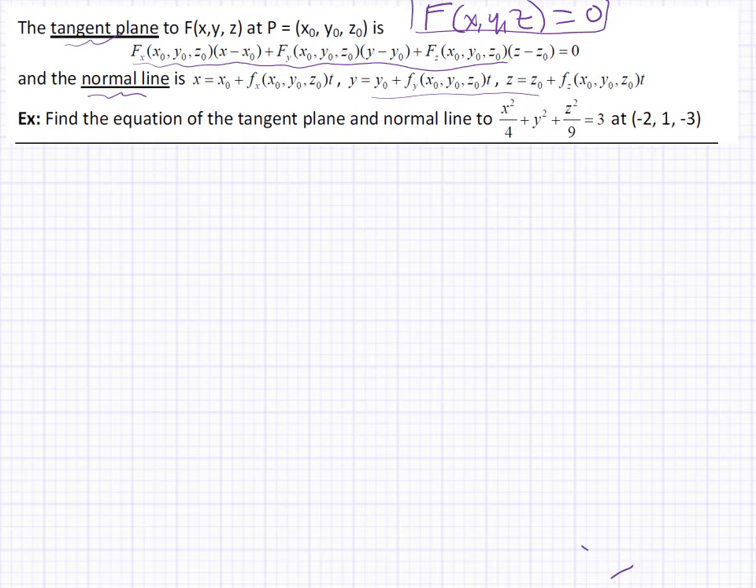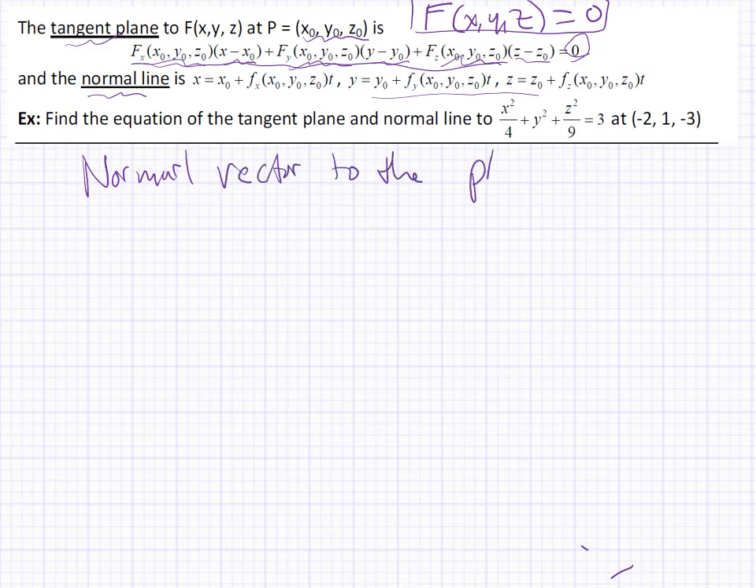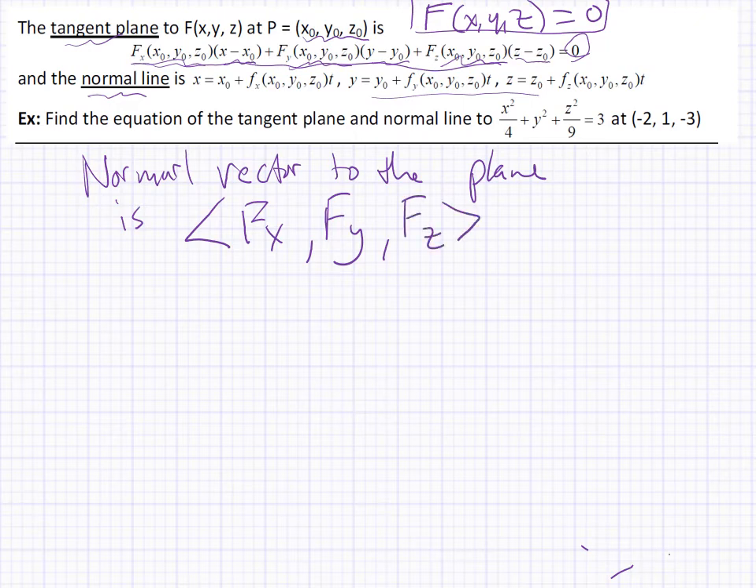But anyway, what it says is that we should do capital Fx times x minus x sub 0, where the point in question is x sub 0, y sub 0, z sub 0. The partial with respect to y times y minus y sub 0. The partial with respect to z times z minus z sub 0 equals 0, which is basically saying that the normal vector to the plane is Fx, Fy, Fz, because those are the coefficients in my plane.